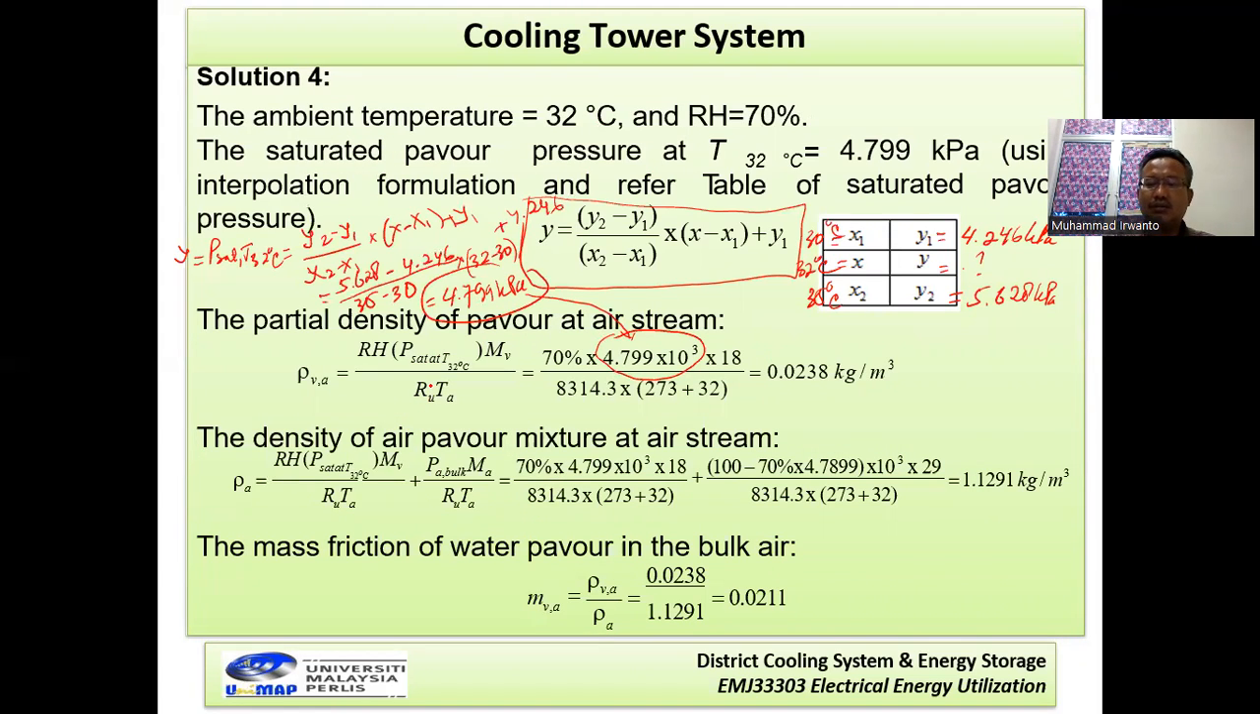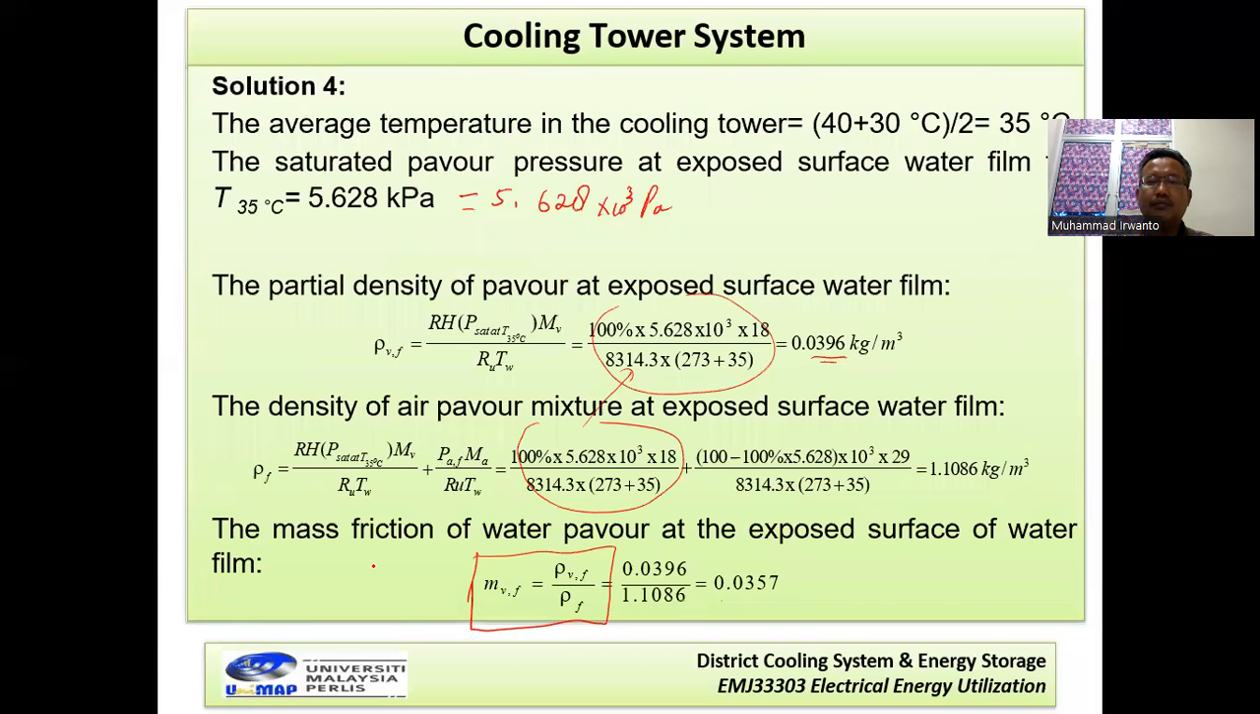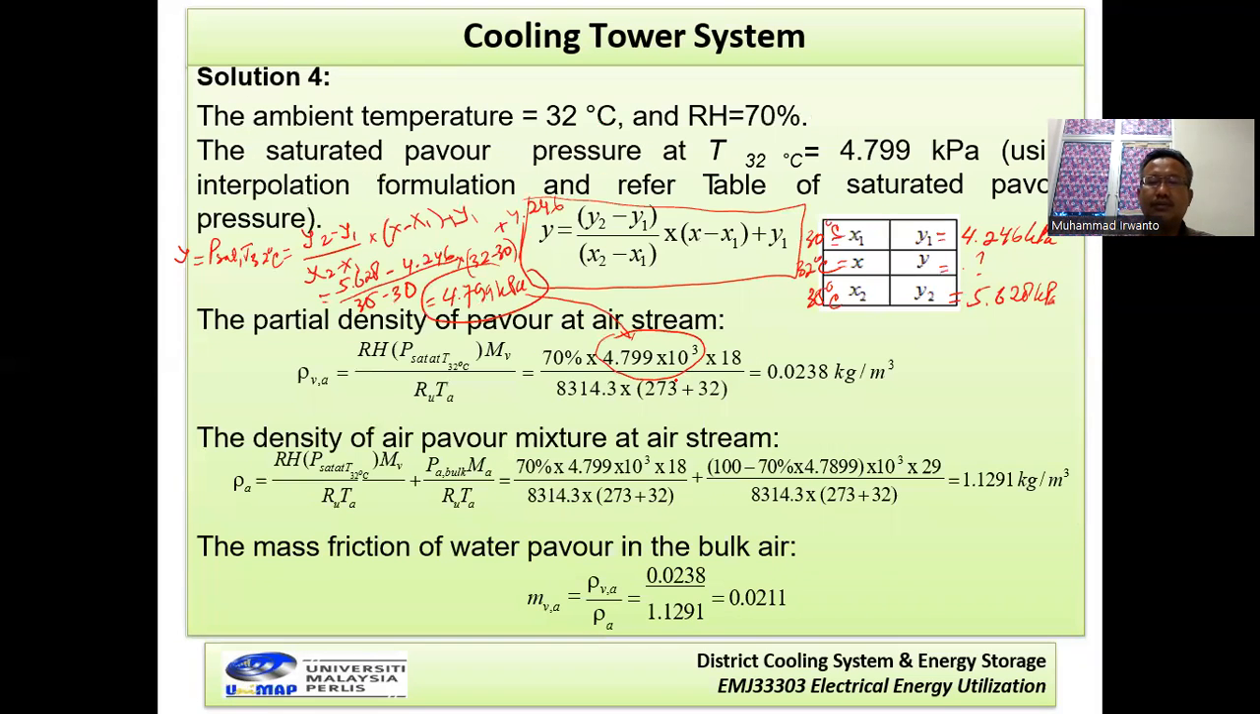RU is the same, it comes from here: 8.3143. Plus TA, which is 32. To convert to Kelvin, it should be added by 273 here. So we obtain the value 0.0238 kilogram per meter cubed.